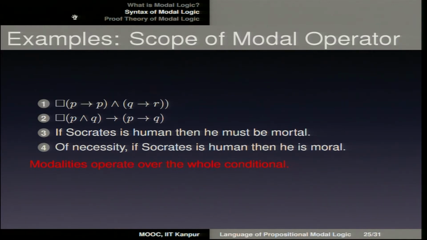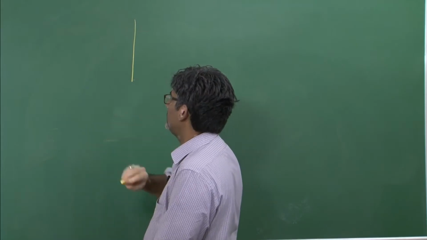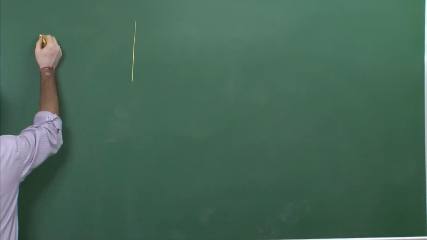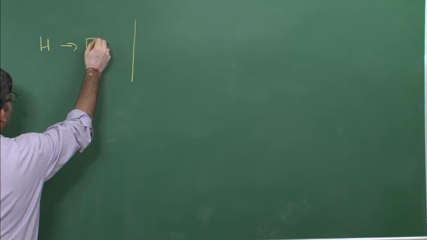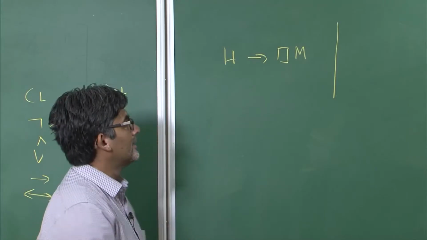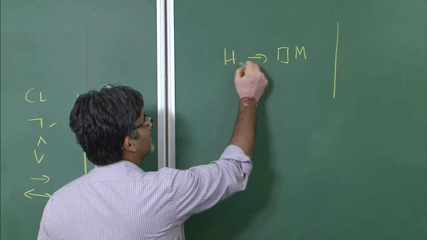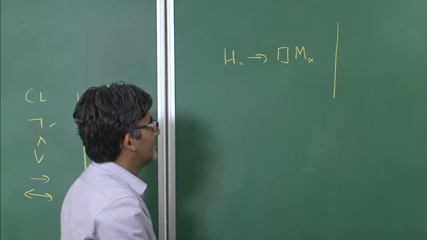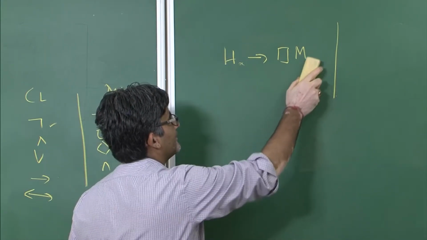Now consider this interesting example, third example. If Socrates is human, then he must be mortal. So usually we translate it like this. There are two translations which are possible for this second thing. If Socrates is human, then he must be mortal, assuming that H stands for human and M stands for mortal. You can write it like this, Mx or something like this, but we skip it for convenience.